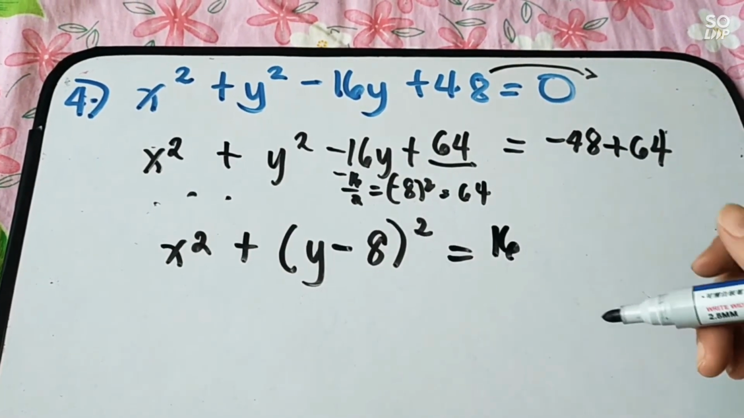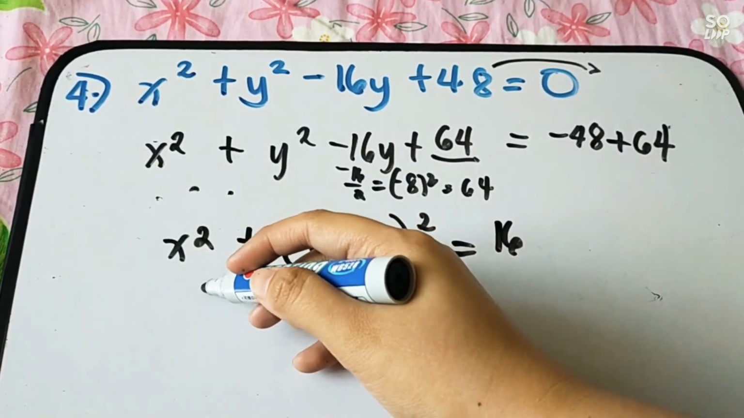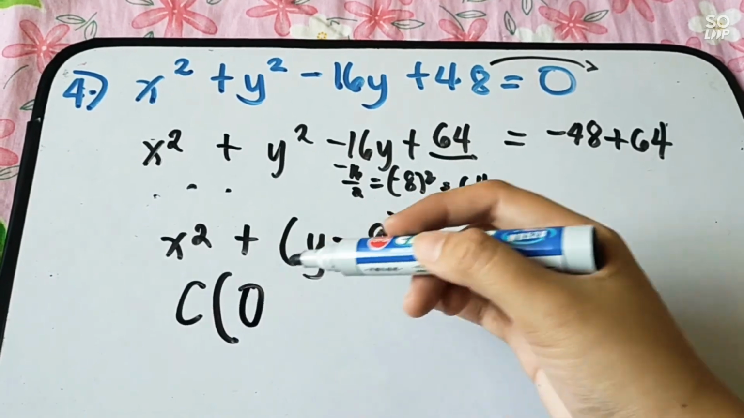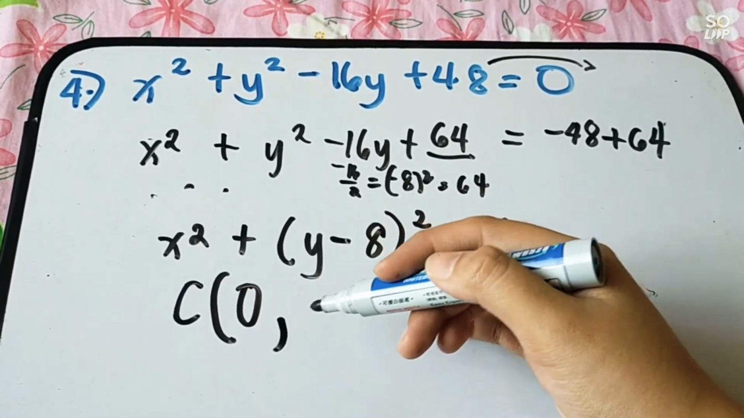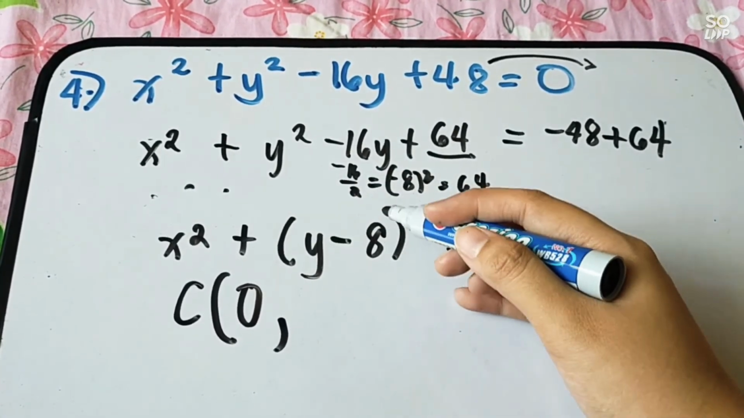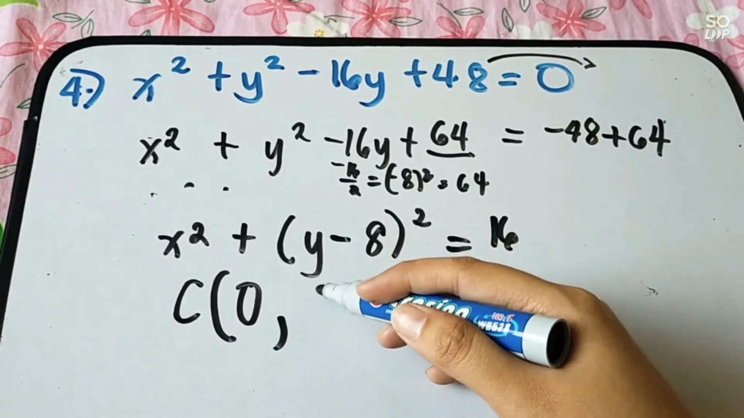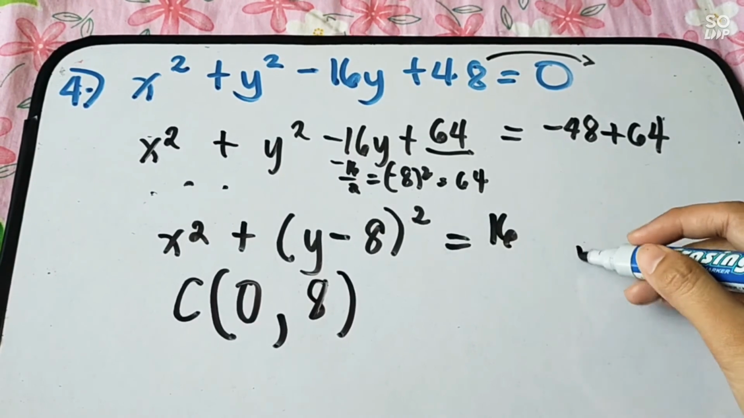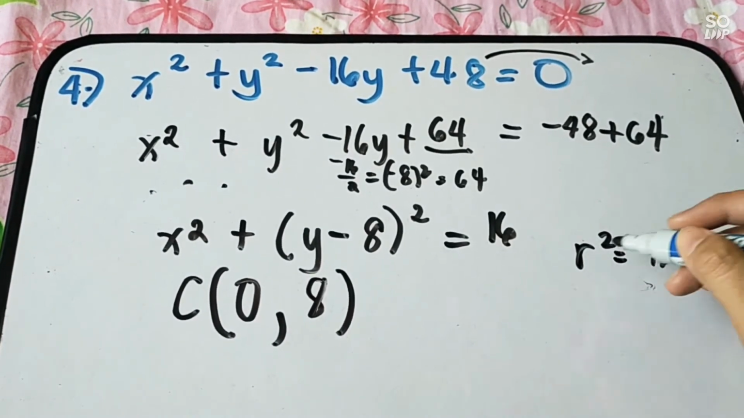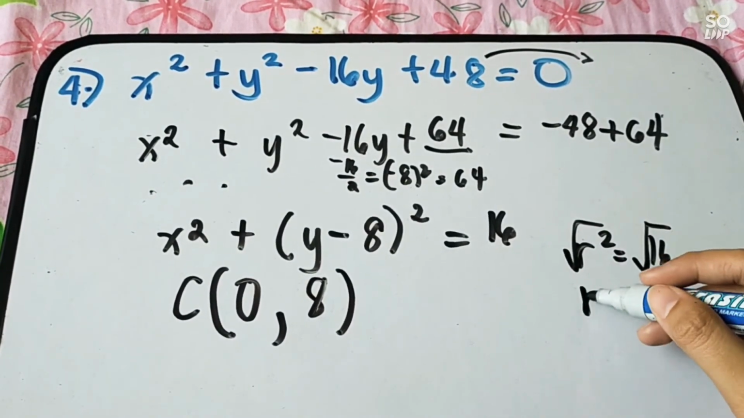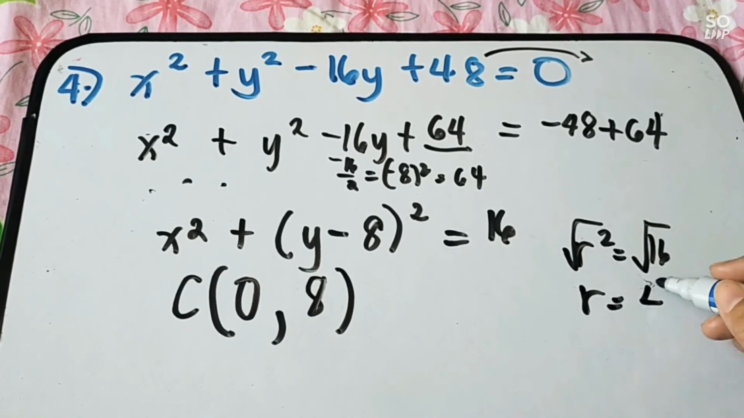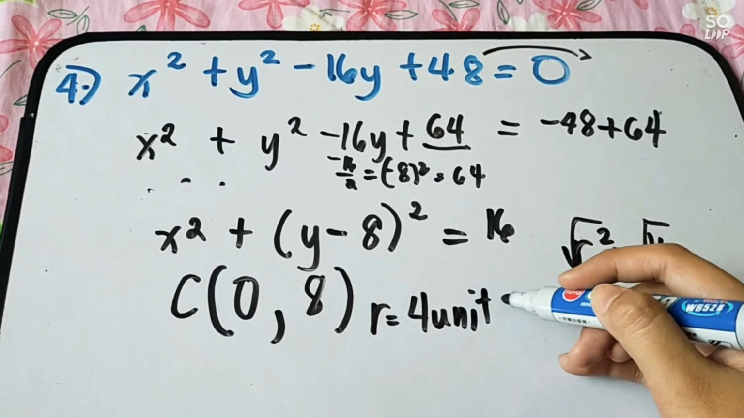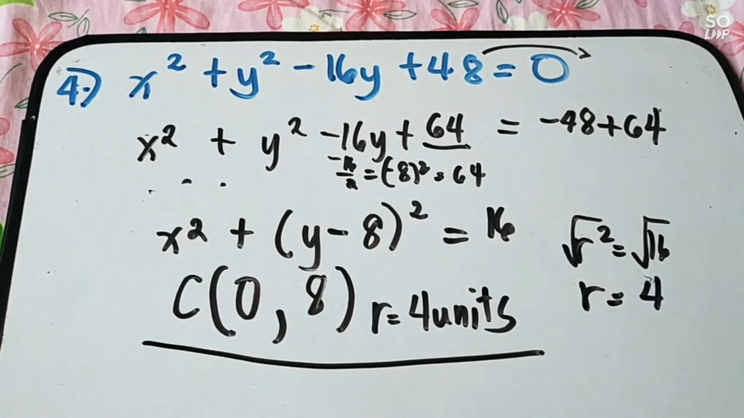There it is. Then, we now have the center. Since it is just x squared, that is 0. You have no k. Then, h, sorry. Then, here, your k, we have negative, it becomes positive 8. Then, your r, we have r squared is equals to 16. Square root both sides. So, r is equals to the square root of 16, we have 4. Your r, we have 4 units. So, this is now your answer.